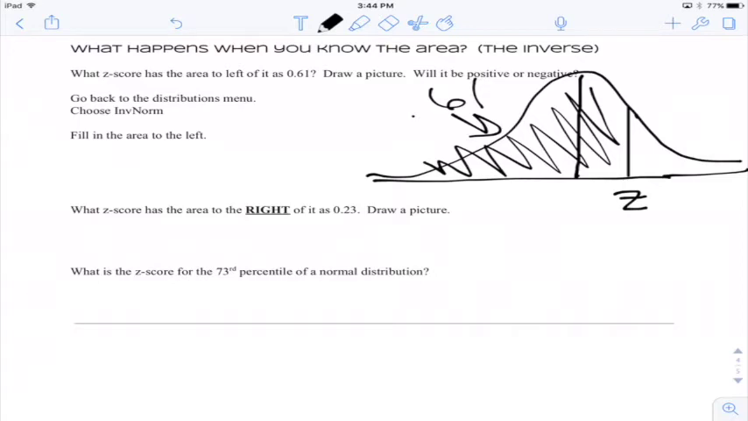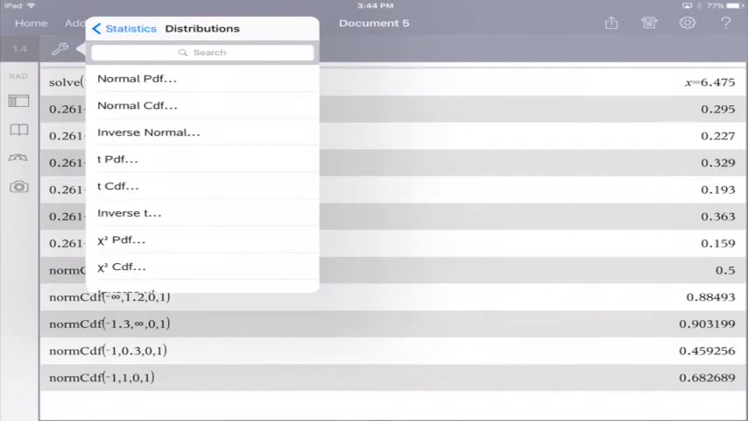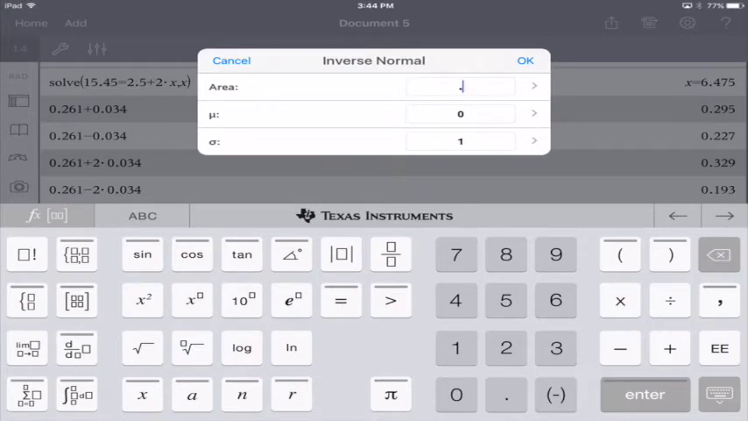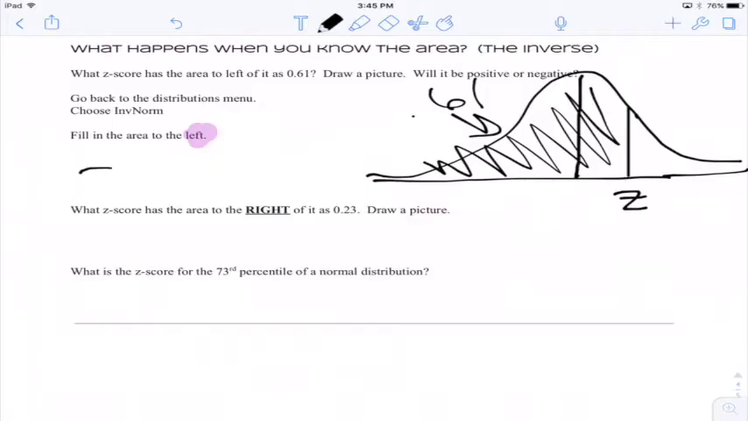Okay, so when we go back to our distributions, we're going to choose inverse norm, and we're going to fill it in with the area to the left. Keyword here is left. It does not work with the area to the right. So menu, stats, distributions, inverse normal, and the area to the left is 0.61. And we're still with our standard normal, mu 0, sigma 1. That'll change later. So 0.279, our z equals 0.279, right? It's less than 1 standard deviation.